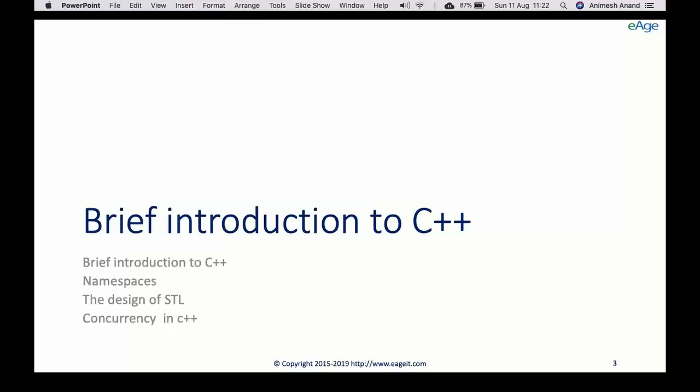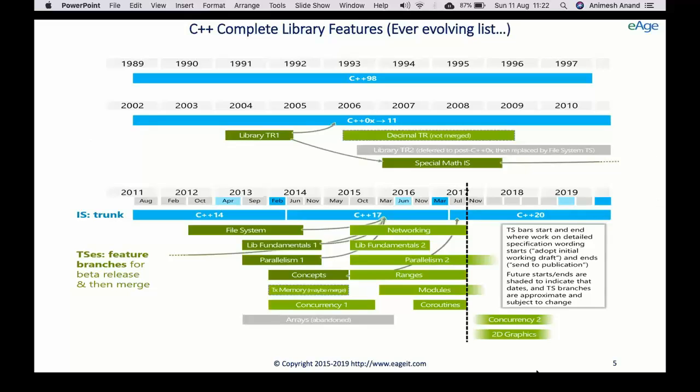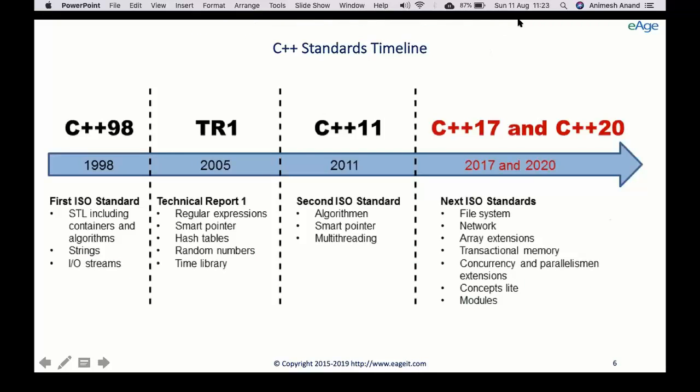Now let's start with something like the evolving list, which is coming up. Just a small glimpse before we get into namespaces: we are already in 2019, and the whole idea is that C++ is moving out with a lot of new ISO standards. For example, tomorrow if you have to write for some file system, or a network program, or concurrency and parallelism, these are some things which will be getting added as a part of C++.